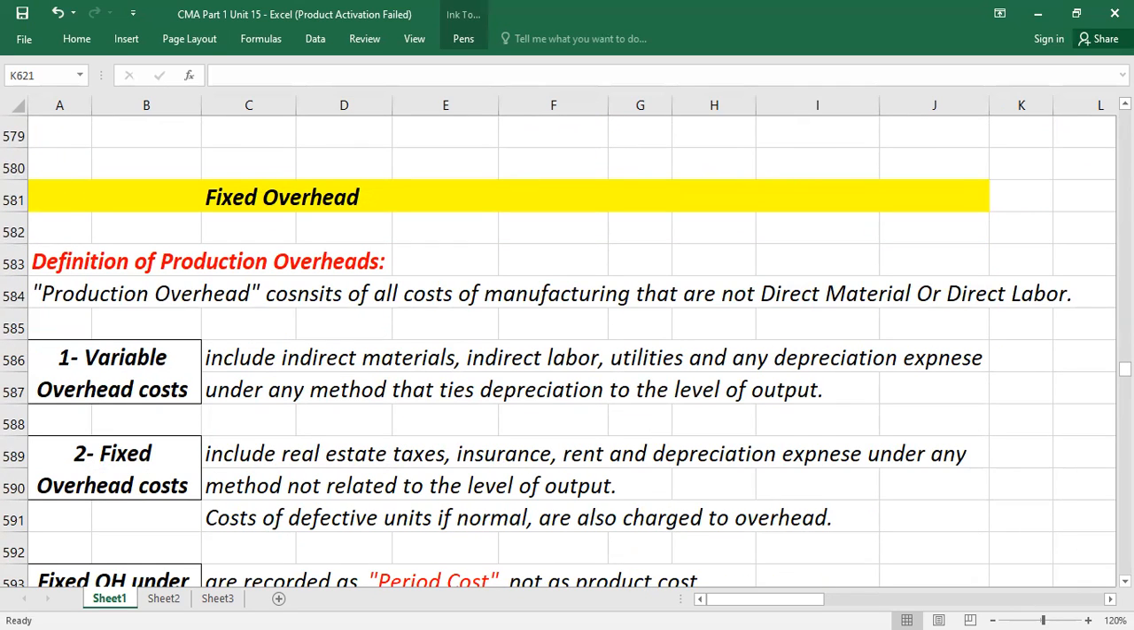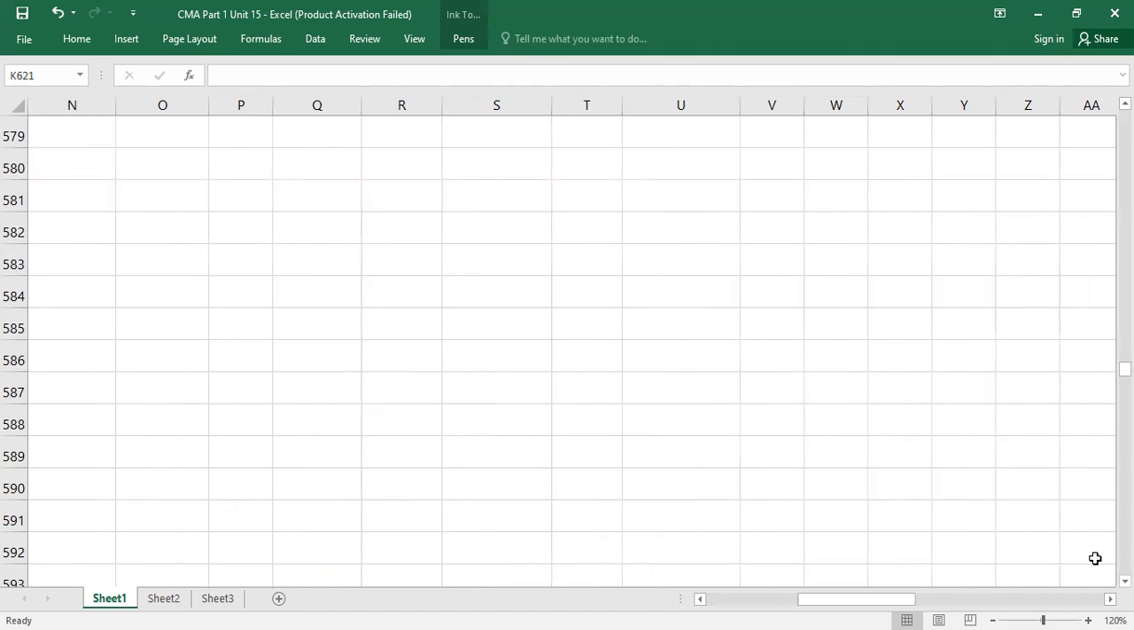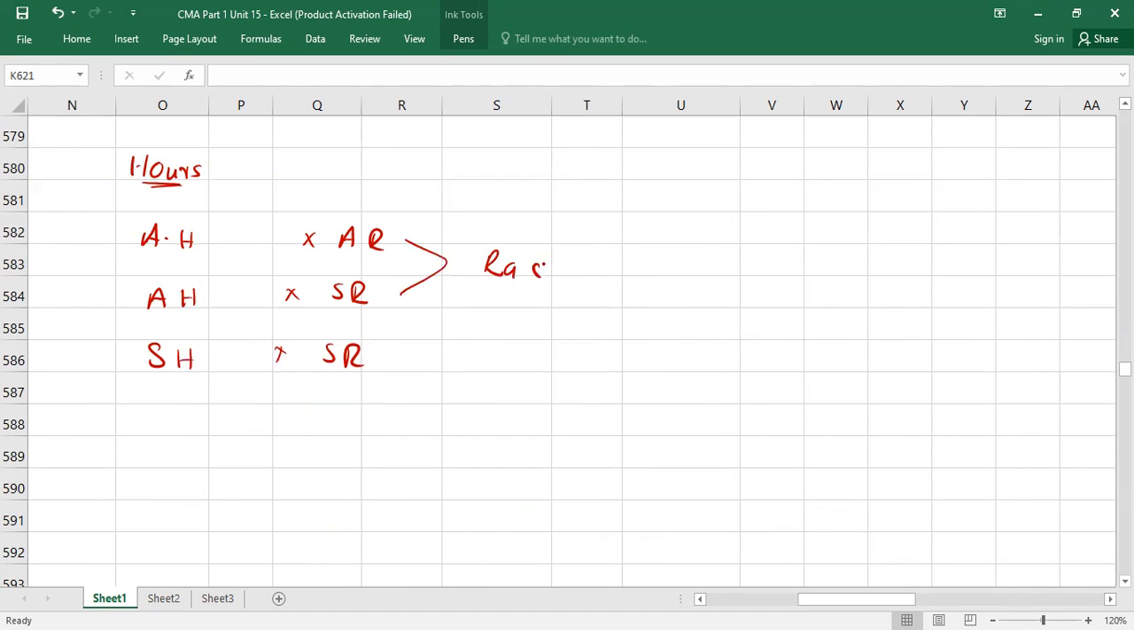Now here we have fixed overheads. Can you just repeat with me one time only? If variable overheads are absorbed based on hours, how many lines were there? 3. With 3 lines: actual hours into actual rate, actual hours into standard rate, standard hours into standard rate. The first two lines give which variance? Rate, price, or spending. The last two give efficiency. If I net off these two, this is called total variable overhead variance. If I take the difference of the first line and the last line, this will also give me the total variance.